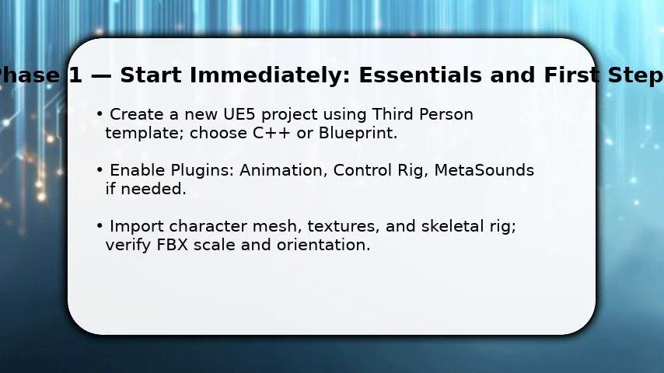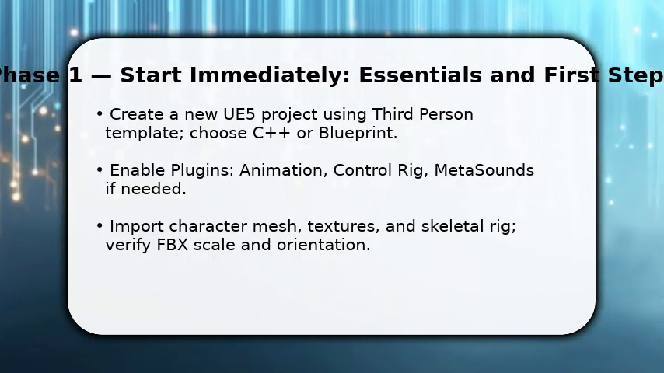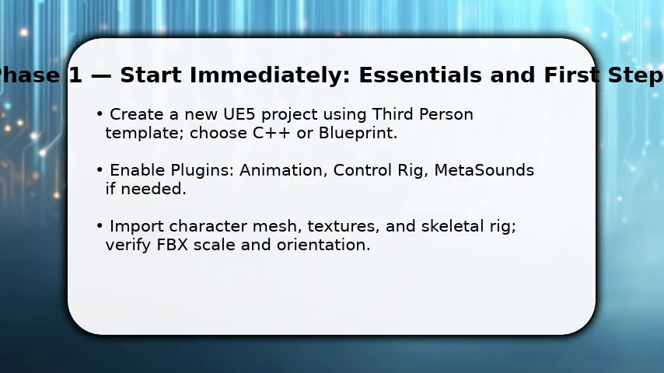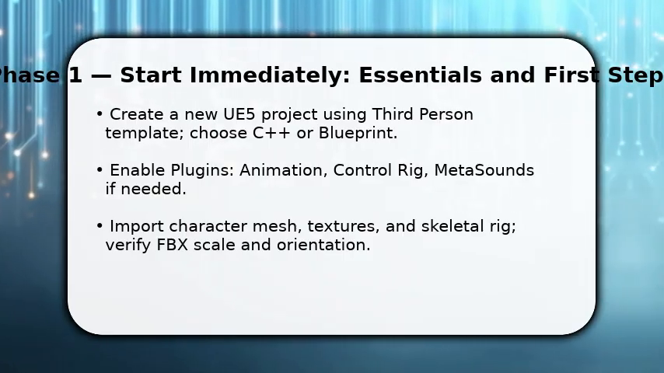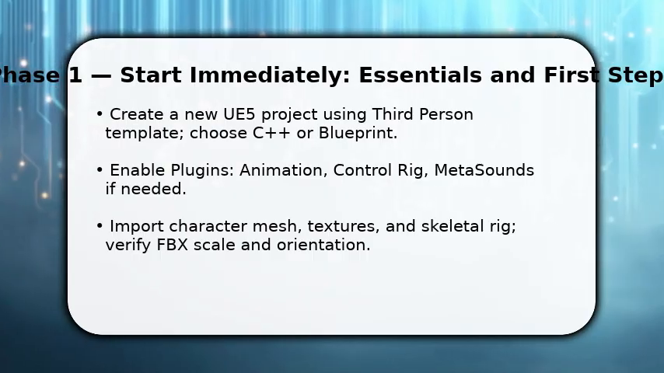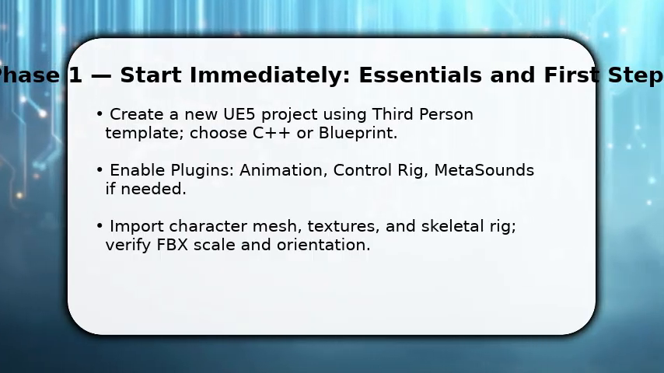You start by opening Unreal and creating a third-person project. Pick Blueprint for speed or C++ if you need custom code. Import your character FBX, check scale and forward axis so the mesh faces +X, and assign the skeletal asset.